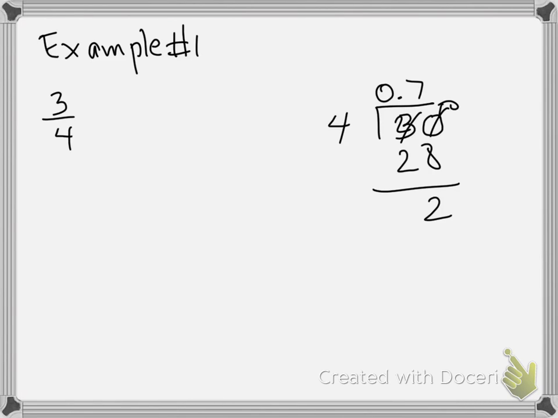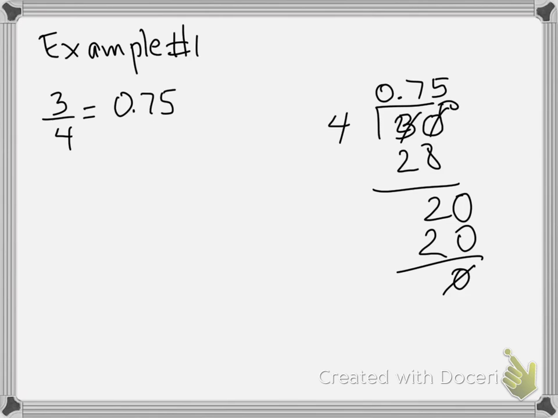And this 4 cannot go into 2, so add a placeholder. Now, nothing happens here, basically because I already have the decimal in place. So that's going to be 5, 20, it's going to be 0. So 3/4 is the same as 0.75 hundredth.